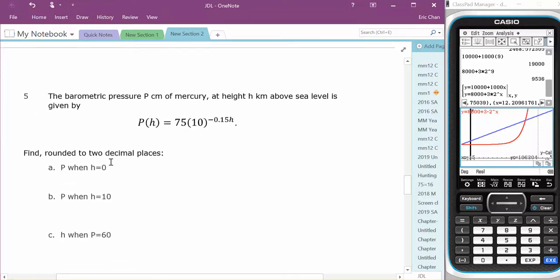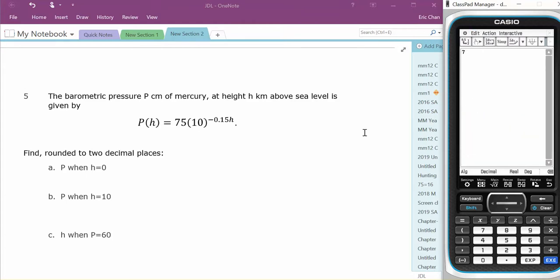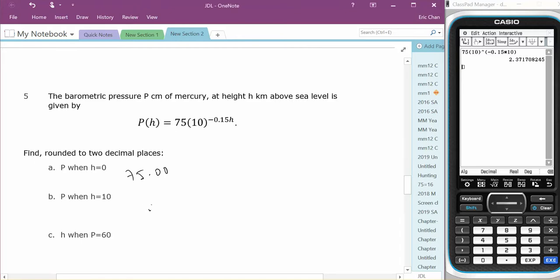They've given you an equation, find P when H equals 0. That's very straightforward. I'll go back to the main menu and clear everything. 75, 10 to the power. Girls, please be careful, make sure you put brackets with the power, because you get it wrong otherwise. Times H. H is 0, so that's 75. This is rounded to 2 decimal places, so H is 10, so 710.2.376.